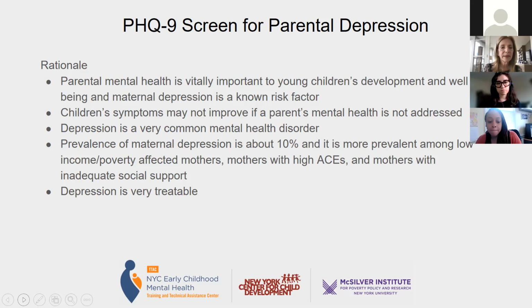We know that parental mental health is very important to young children's development and that depression is a known risk factor. We also know that children may not improve if their parents are struggling with mental health problems, and that depression is a really common mental health disorder that affects at least 10% of parents and can be more prevalent among higher risk populations. We also know that depression is very treatable, so when we screen for depression, we want to get people to services because this is really a disorder that's very amenable to intervention.